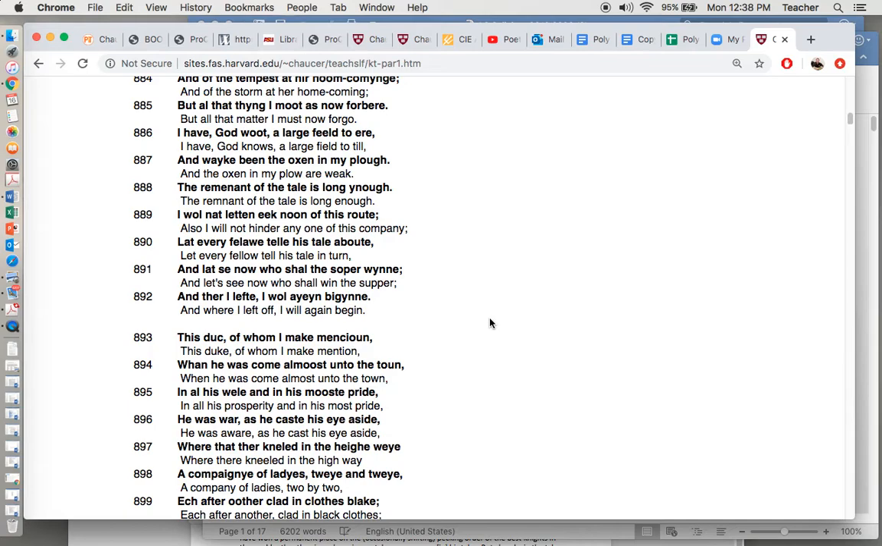This is the knight setting the scene and kind of giving us where the story would land in the Thebaid and also in the Teseida if we were reading those texts instead. But he's basically saying he's got a large field to plow here, and his oxen are weak, metaphorically.